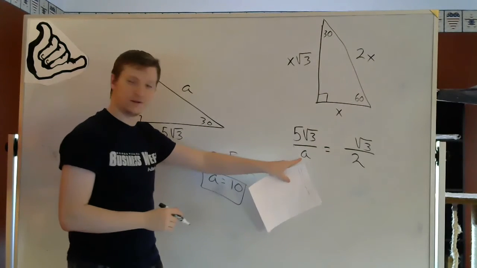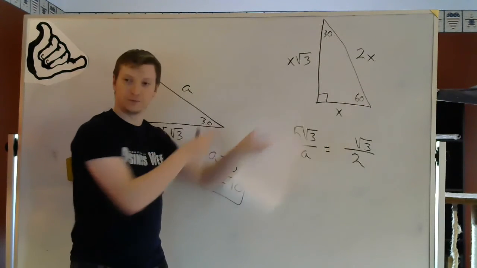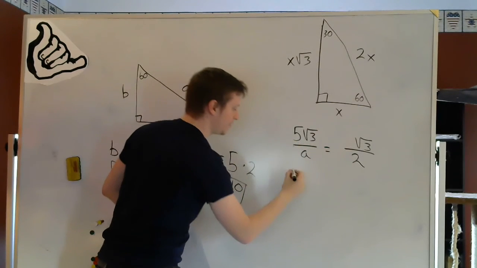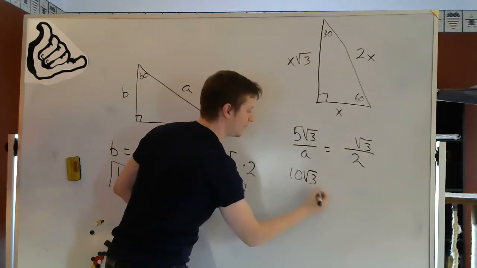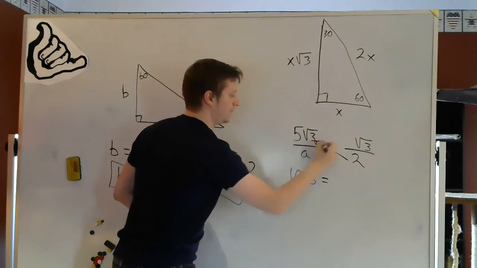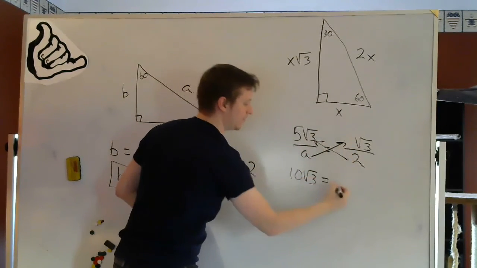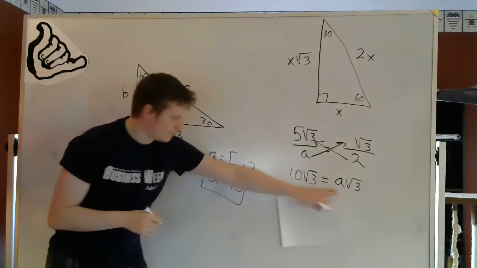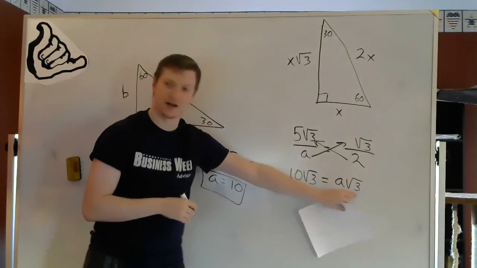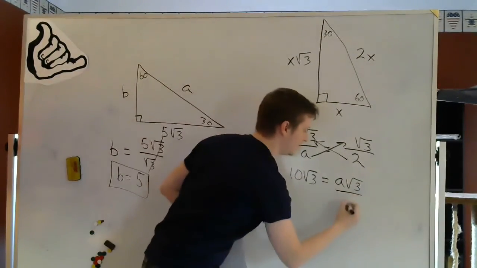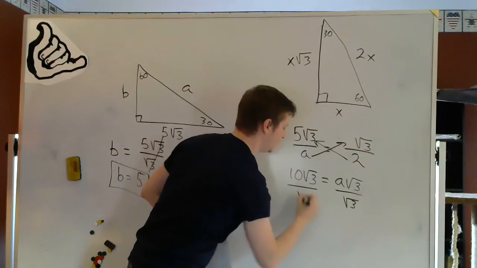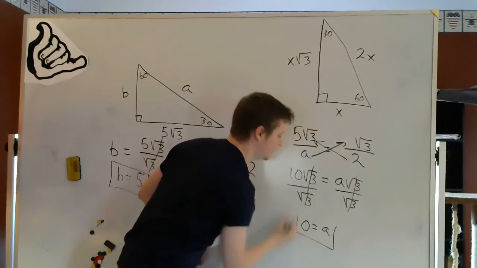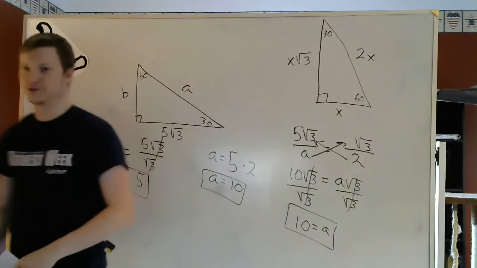I want to get A all alone. So I'm going to cross multiply things here. 2 times 5 times square root of 3 is just 10 times the square root of 3. And A times the square root of 3 is just A times the square root of 3. Get this stuff away from the A. So get rid of the times square root of 3 by dividing by square root of 3. They cancel out, and we're left with the same thing that we had before. So you see, we can use our ratios to our advantage.